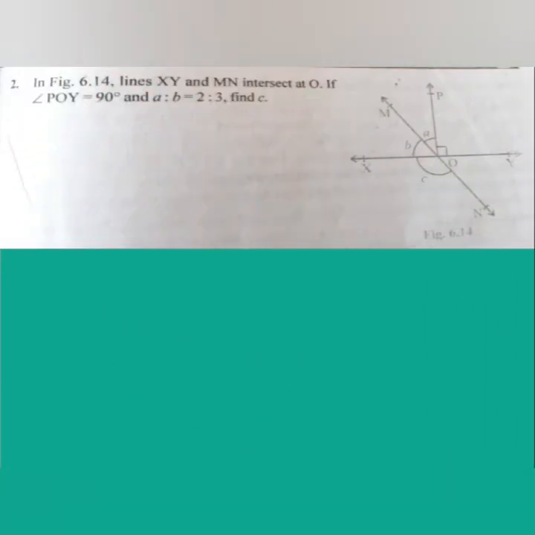Second question is, in the figure 6.1, line XY and MN intersect at O. If angle POY is equal to 90 degrees and A is to B is equal to 2 is to 3, find C. So let's look at the figure.